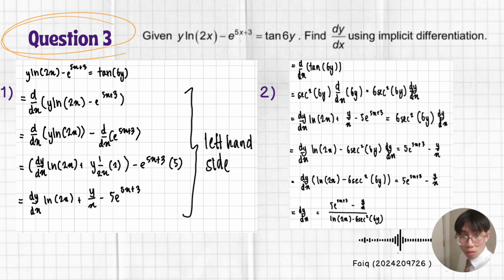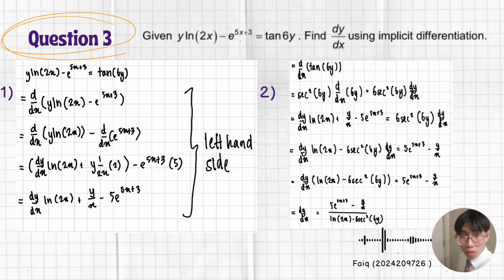So we need to differentiate the left hand side with respect to x. d/dx of (y ln 2x − e^(5x+3)) equals d/dx of (y ln 2x) minus d/dx of (e^(5x+3)).